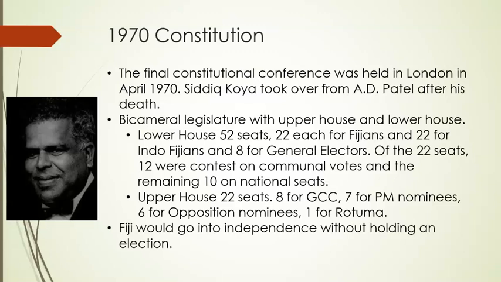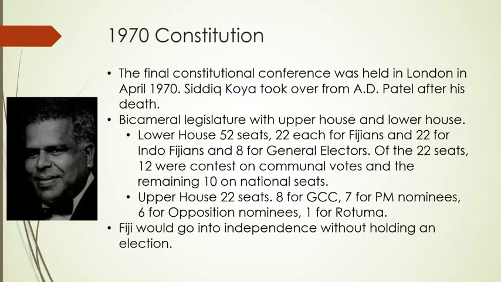In the upper house, there were 22 seats. The upper house is a body that would approve or finalise bills and laws in Parliament. In this upper house, 8 of the seats were nominated by the Great Council of Chiefs, reinforcing the idea of Fijian paramountcy. 7 were for nominees of the Prime Minister, 6 for nominees of the opposition, and interestingly 1 seat specifically for Rotuma. And it was agreed that Fiji would go straight into independence without holding an election.